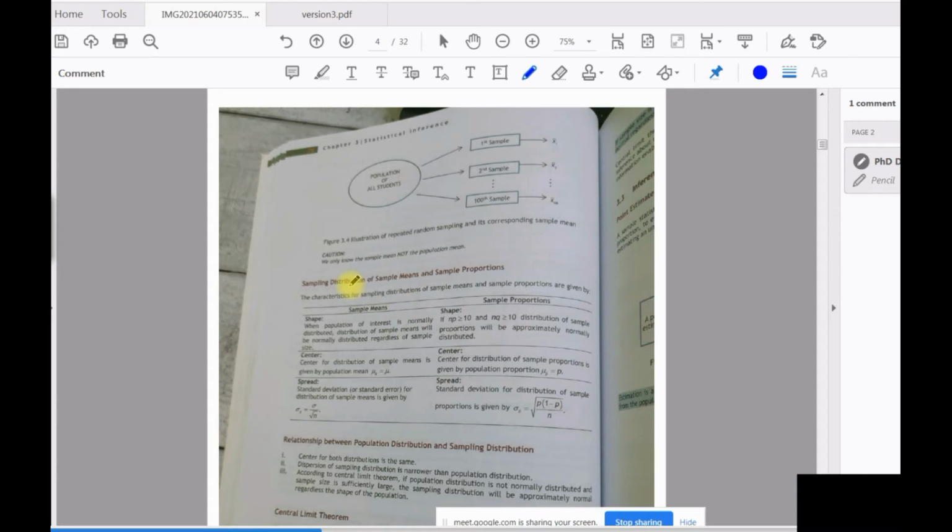What about the sample mean? When the population of interest is normally distributed, the distribution of the sample mean will be normally distributed regardless of the size of the sample. And for proportion, if np is greater than or equal to 10 and nq is greater than or equal to 10, the distribution of the sample proportion will be approximately normal.